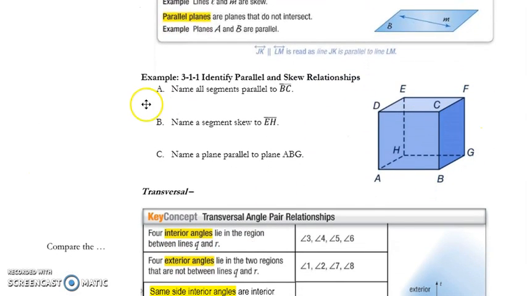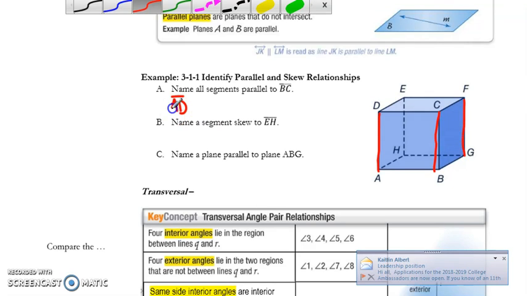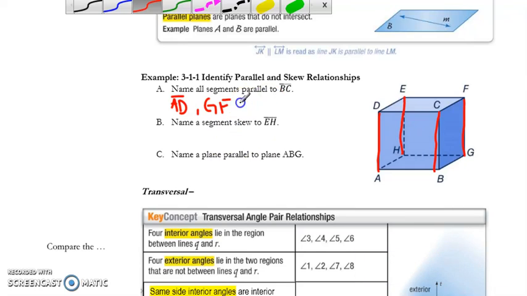So let's go ahead and identify all of the segments that are parallel to BC. So going kind of in that same direction that are never ever going to touch. So if this is BC, let's go ahead and kind of highlight it in red here. This line, we need this line, so AD. And then we have this one right here, GF. And then we have this one right here, HE. Okay. So naming all of the segments that are parallel.